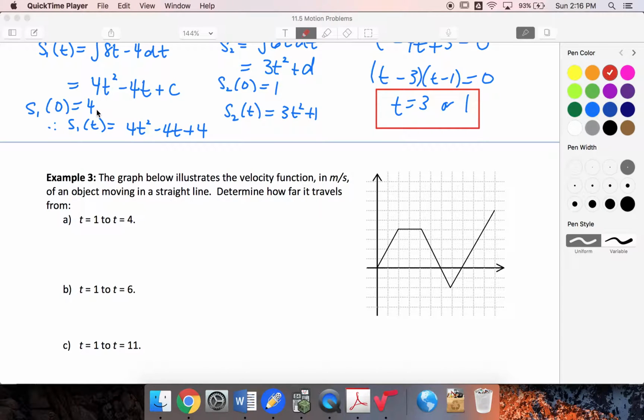So I ended that last video incorrectly. I plugged in my t equals 3 and said this was 10, but really that should have been 28. So t equals 3 is valid because I do get 28 for both. Sorry.